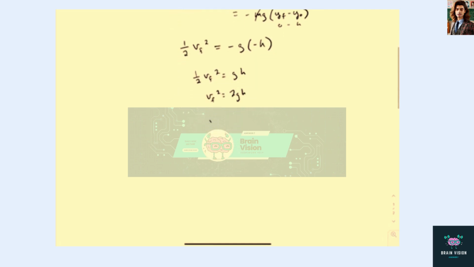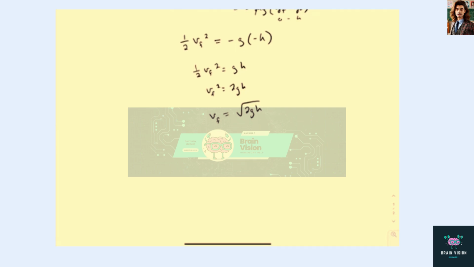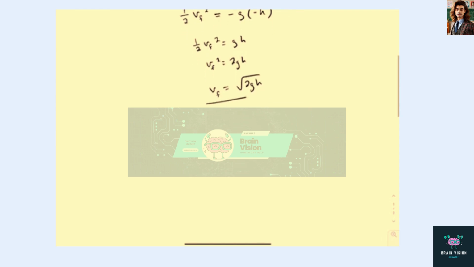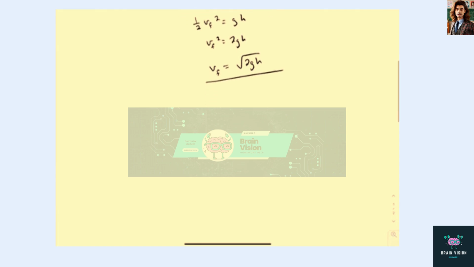And now since we're taking a square root, if this were velocity as a vector, we would need a minus sign in front because the ball is falling down, so the velocity would be pointing down. But since we're just worried about speed, it's just the absolute value, so it'll be positive. So this is what we get for the speed of the ball.